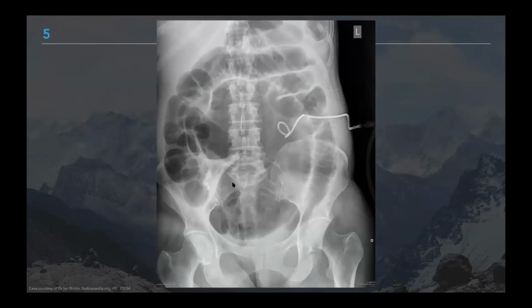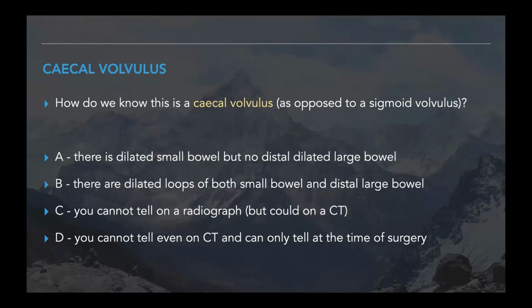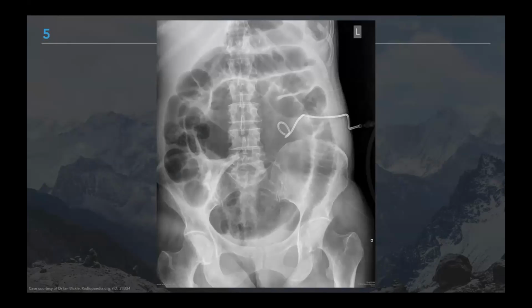Okay, fine. So number 5, have a look at this. Again, think through, what would I say if I was in the exam? What is the abnormality here? So we've just discussed sigmoid volvulus. Does this look like sigmoid volvulus, or are there features that would suggest another diagnosis? Or are there features that are incompatible with sigmoid volvulus? So it's tricky. This is something called a caecal volvulus.